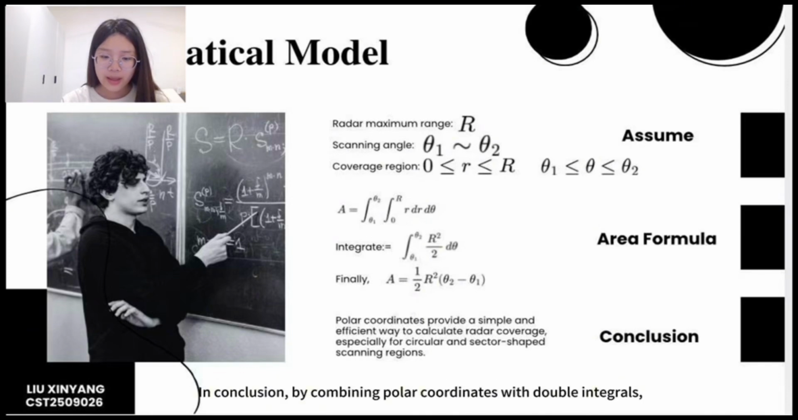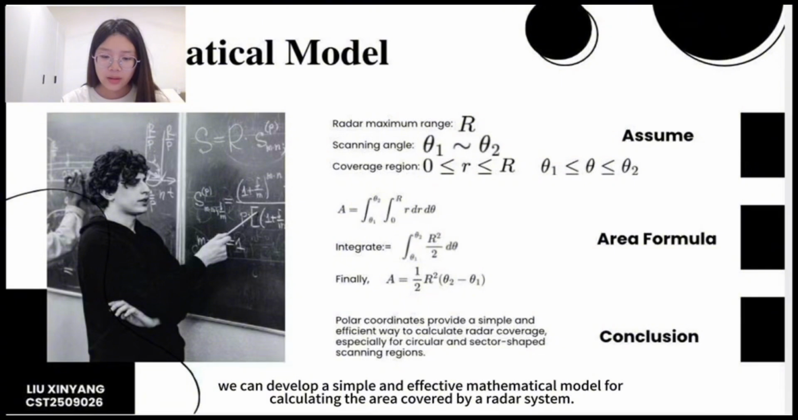In conclusion, by combining polar coordinates with double integrals, we can develop a simple and effective mathematical model for calculating the area covered by a radar system.